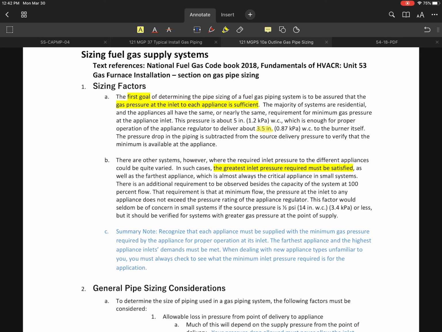So typically, most of the time, if I look at an application, the main thing that I need to be looking at is what is the greatest inlet pressure required to be satisfied. I need to make sure that I feed enough gas to that unit that I do not go below the minimum inlet pressure that is needed for it. Otherwise, I'm going to run into problems.